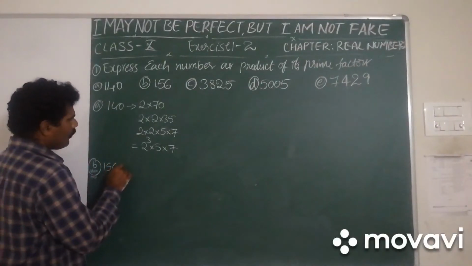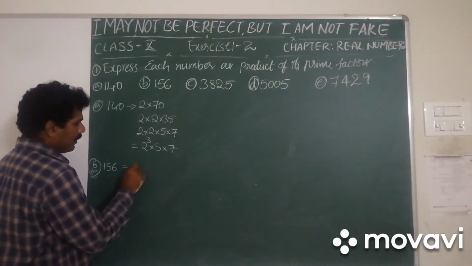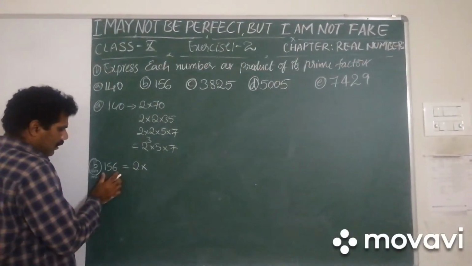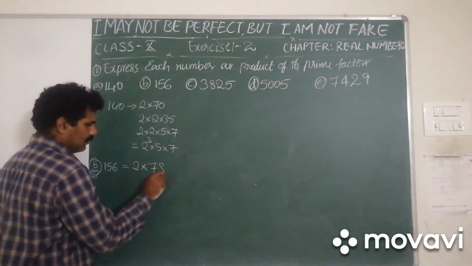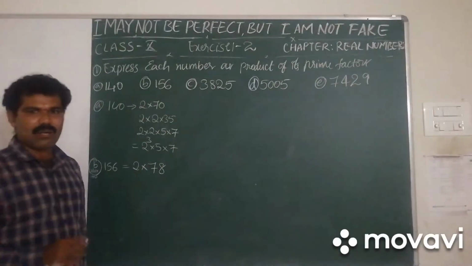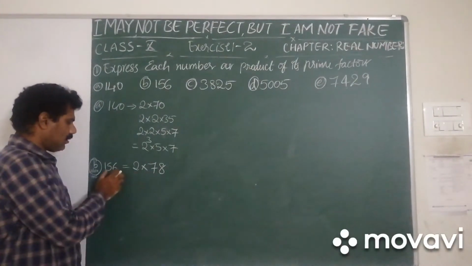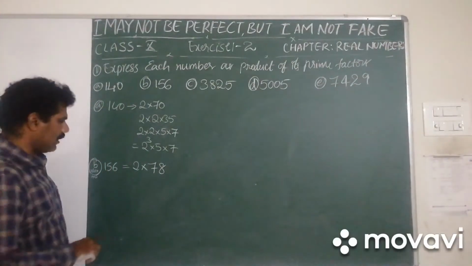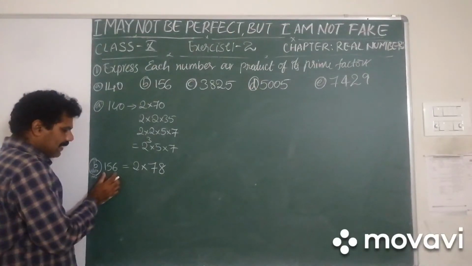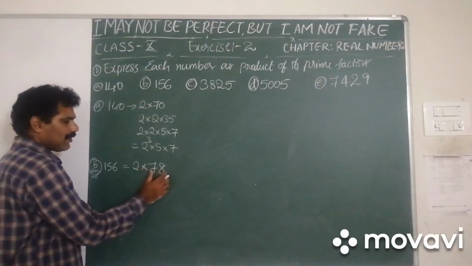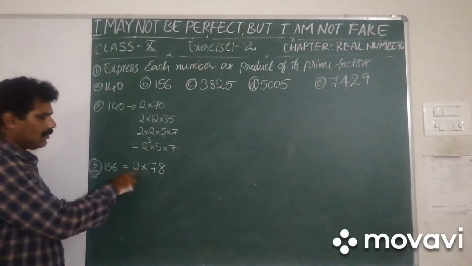156. 156 can be written as 2 into 78, since 2 times 78 is 156. If you want, you can do one thing: take the least prime number and divide the number. The number of times you divide, that you have to write here along with the divisor.